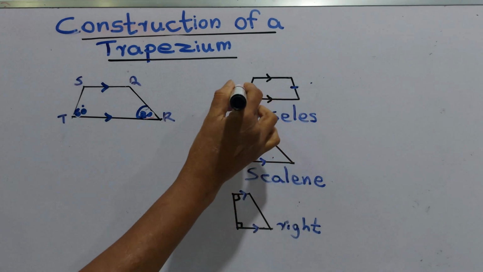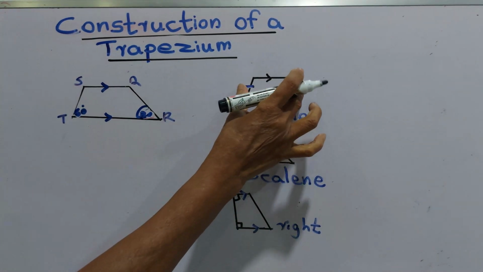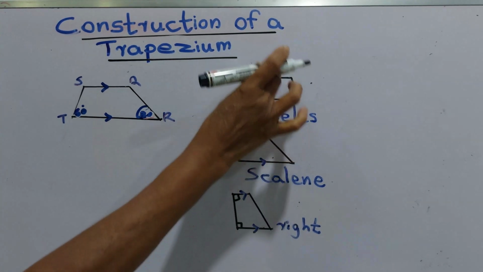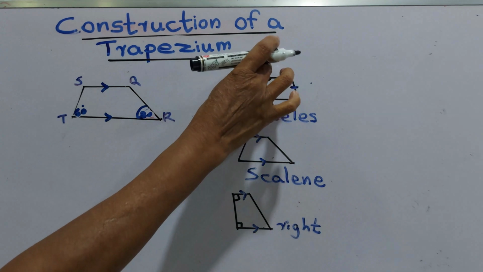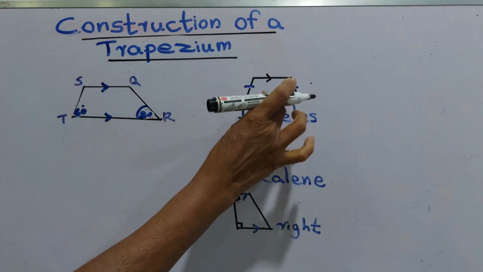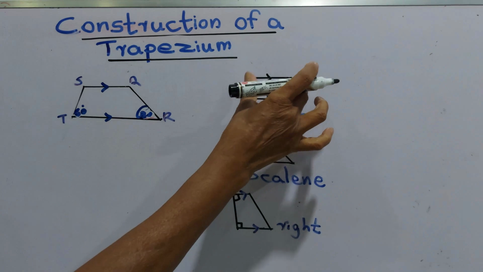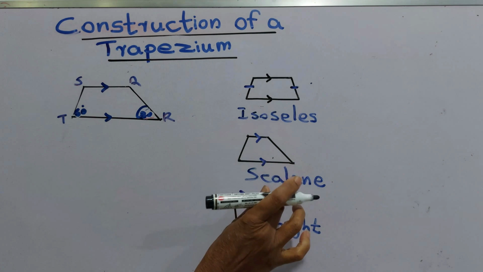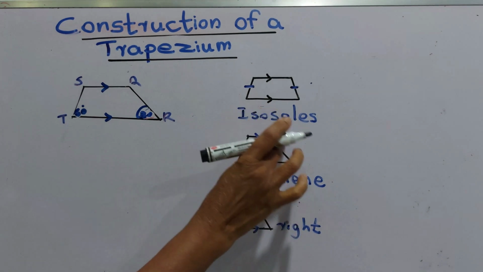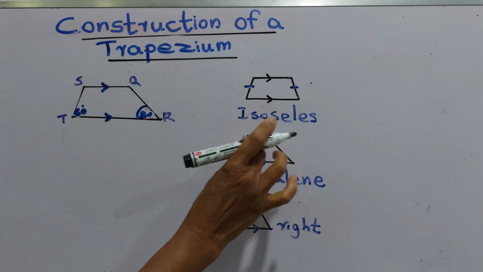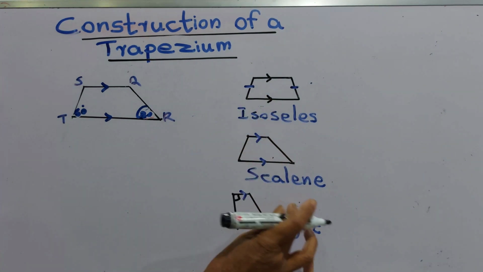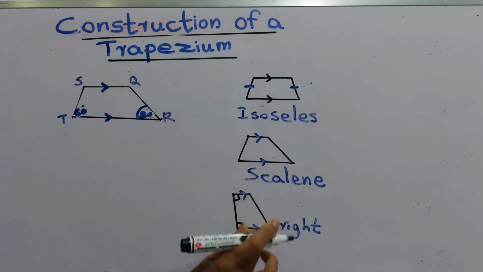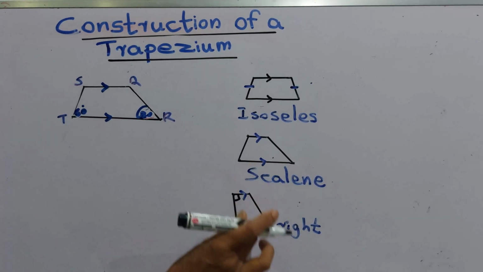Isosceles trapezium. Two sides are equal in this trapezium. One pair of opposite sides are parallel, that is normal in a trapezium, and the two non-parallel sides are equal. We call this an isosceles trapezium. Scalene: in a scalene trapezium, all the sides are unequal, but one pair of opposite sides are parallel. Right angled trapezium: there are two right angles and one pair of opposite sides are parallel.